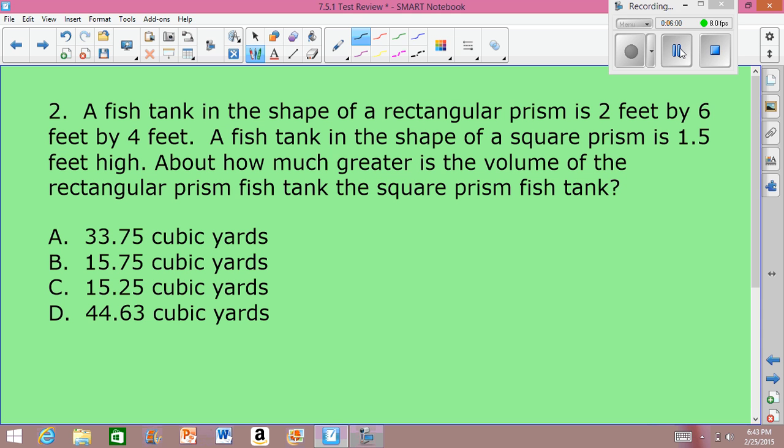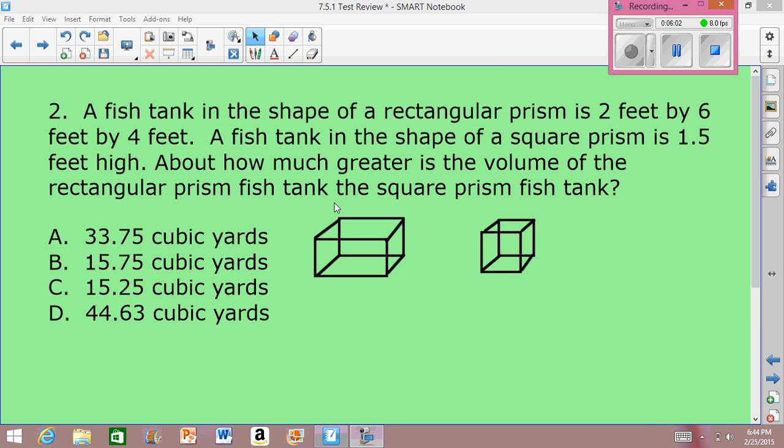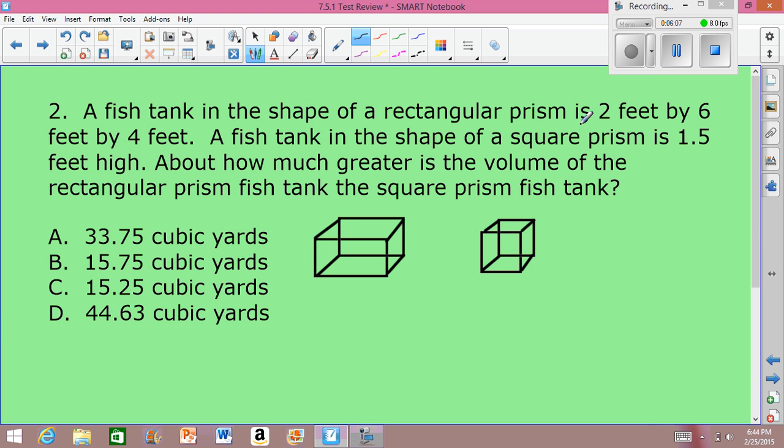But I'm going to draw a picture first. All right, so we have both of our fish tanks. Now we have to go get the measurements for the fish tanks. So the rectangular prism is 2 feet by 6 feet by 4 feet. So we've got 2 by 4 by 6. And our square prism, which is just a fancy name for a cube, is 1.5 by 1.5 by 1.5. All of the sides have the same measurement.